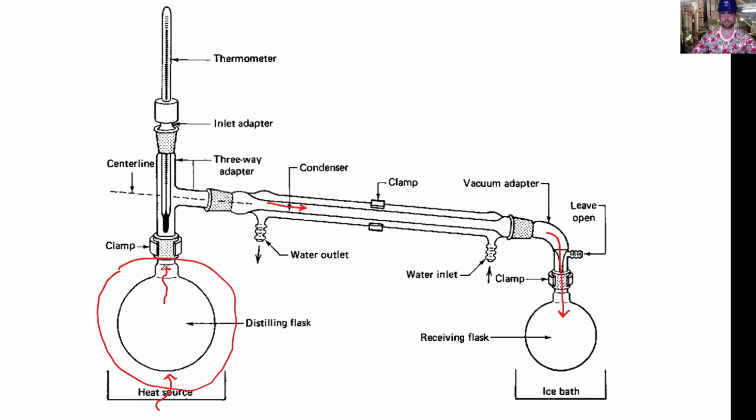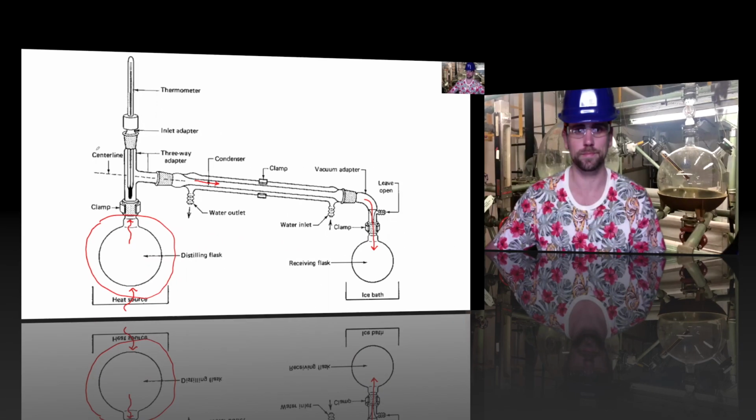Now, while this may sound efficient, there is one large drawback, and that's that you only have one equilibrium stage to this entire system right here. And so you really don't reach as pure of a product as you could if there were multiple stages on here.